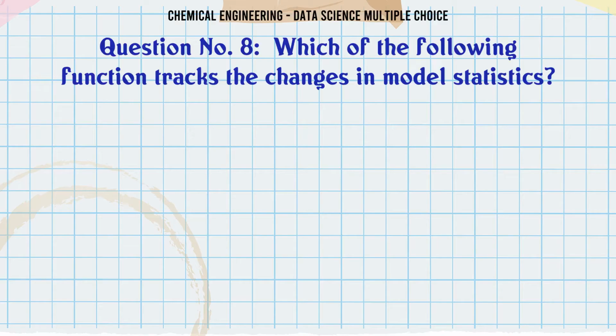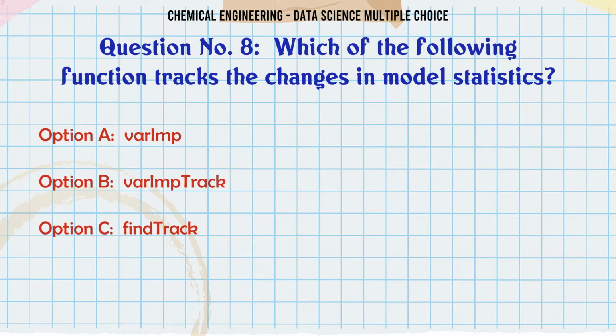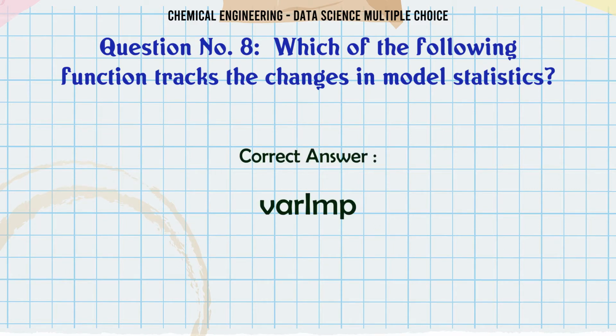Which of the following function tracks the changes in model statistics? A. varImp. B. varImp track. C. Find track. D. None of the mentioned. The correct answer is varImp.